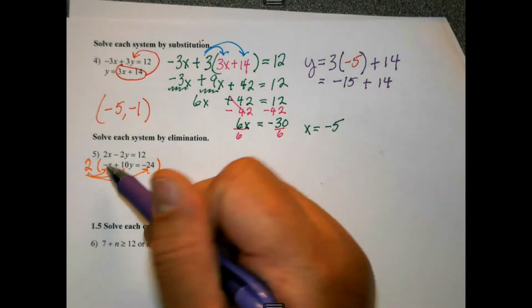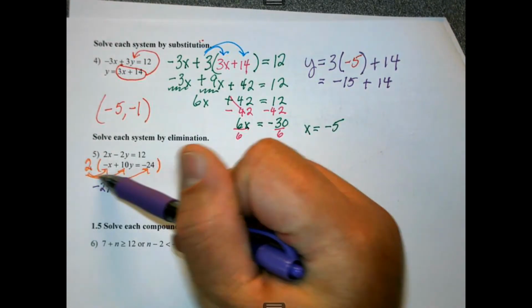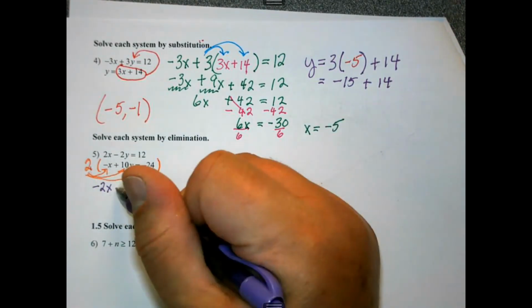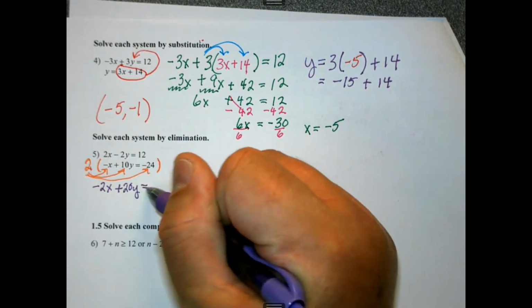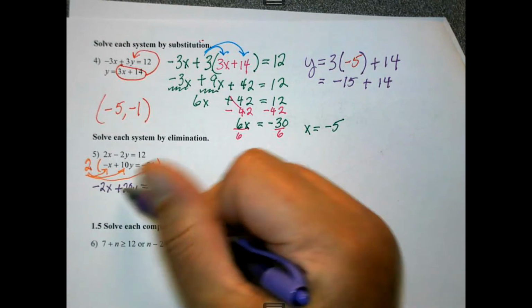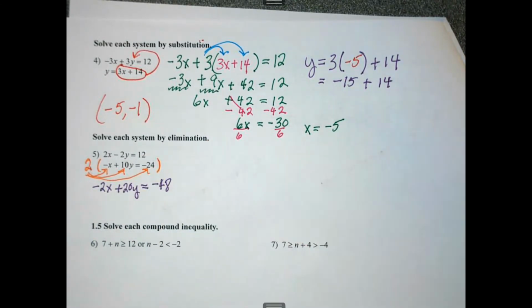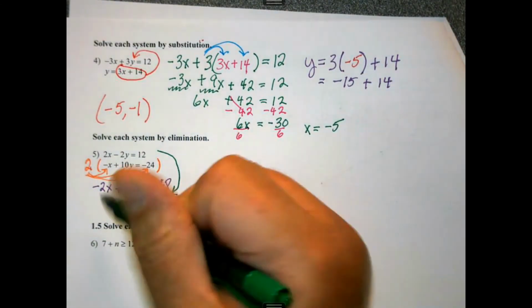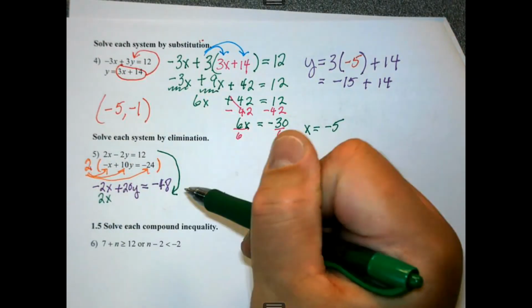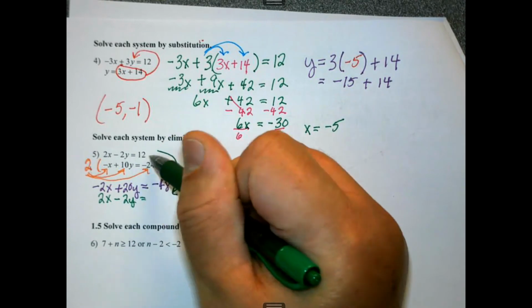2 times negative 1x is negative 2x. 2 times 10y is a positive 20y equals 2 times negative 24 is negative 48. Then I'm going to bring the other equation down. So I have 2x minus 2y equals 12.